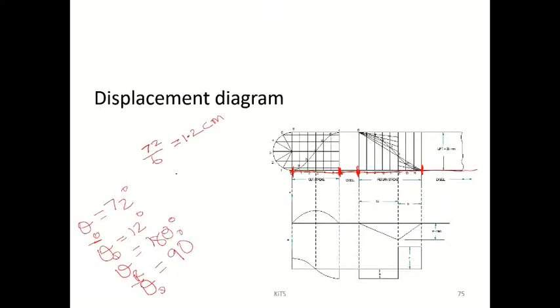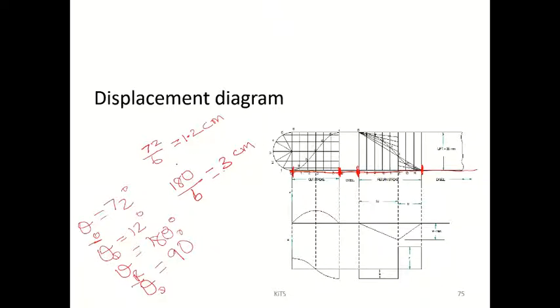Similarly, split this 180 into 6 parts. You will get the answer. Okay, do you understand? We have to split everything into 6 equal parts. 72 into 6 parts, 180 into 6 parts.